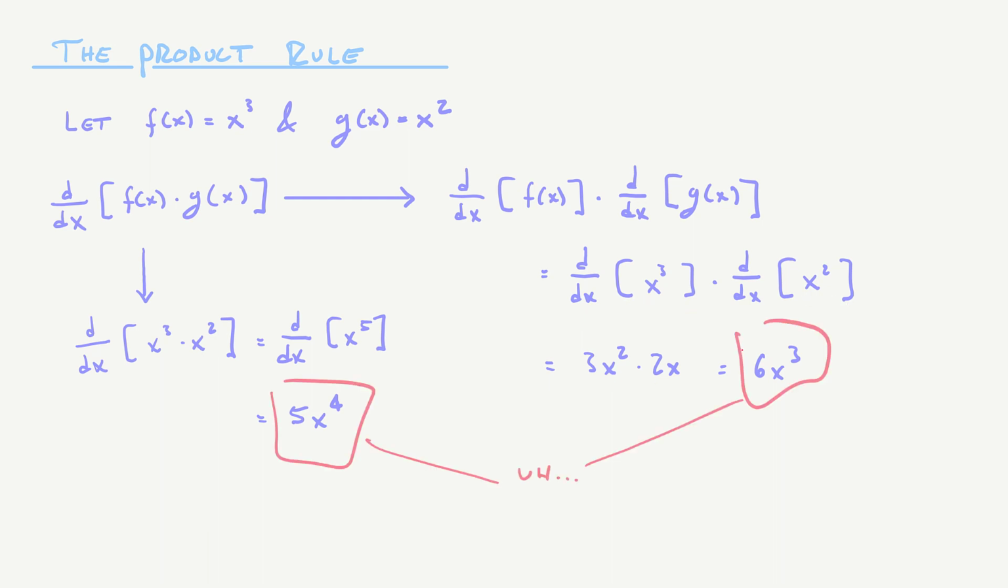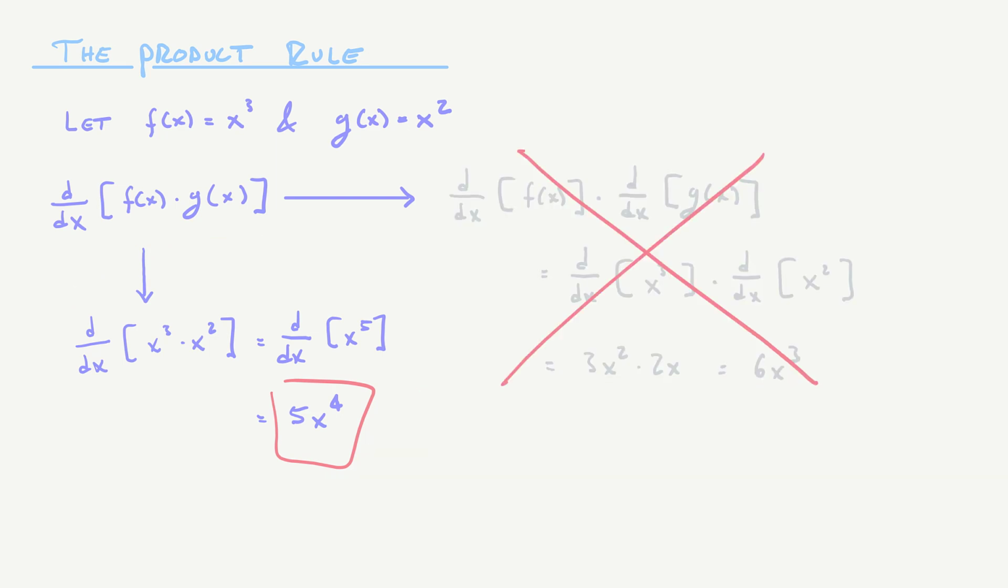So clearly, these methods aren't the same. This one we know works, right? That's just basic multiplication stuff. We know the definition of f of x times g of x. That's a combination function where you can just multiply f of x and g of x. So what that means is that this other method doesn't work. The derivative of a product is not the product of its derivatives. And so we need to figure out what is the rule for products.